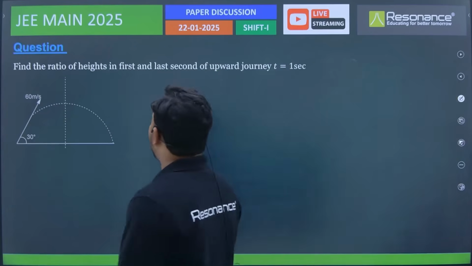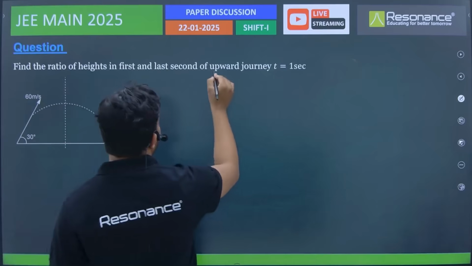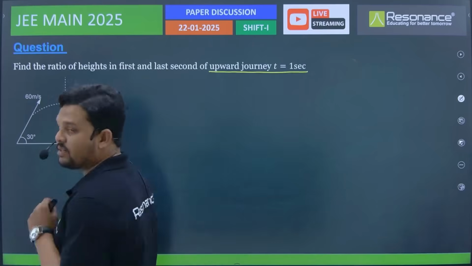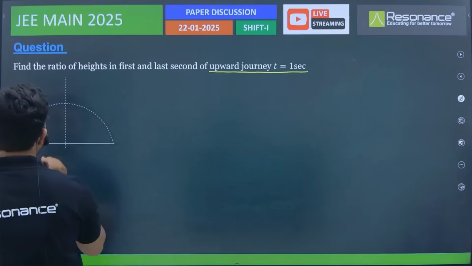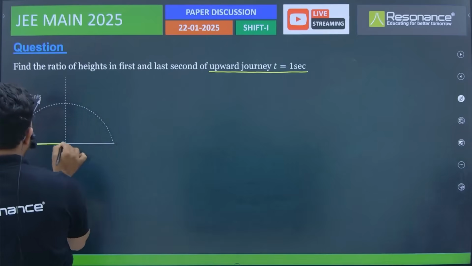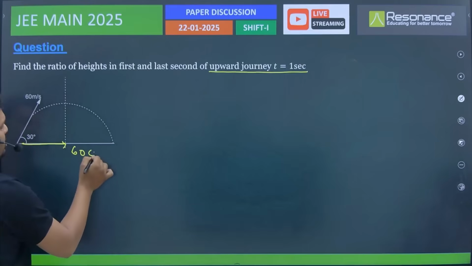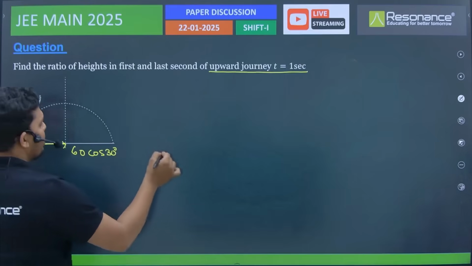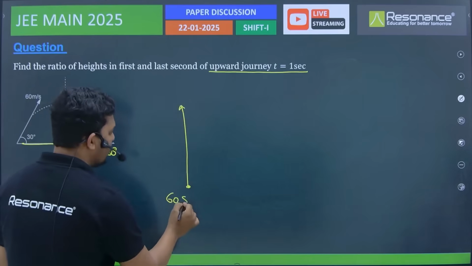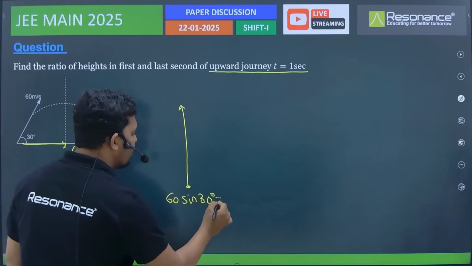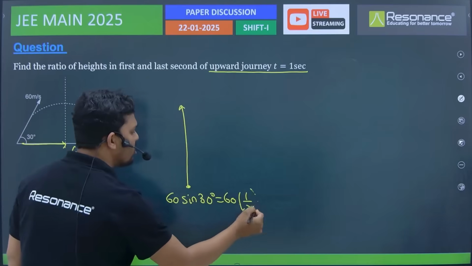So find the ratio of height in the first and the last second in upward journey, t equals to 1 second. It's a very simple equation. So basically if you want to simplify, you can just take this part into two components. So I'm taking here, this is going to be what? 60 cos 30 degrees, and the vertical part, if you are talking, this is going to be how much? 60 sine 30 degrees. So sine 30 is going to be how much? 1 by 2, which is equals to how much?